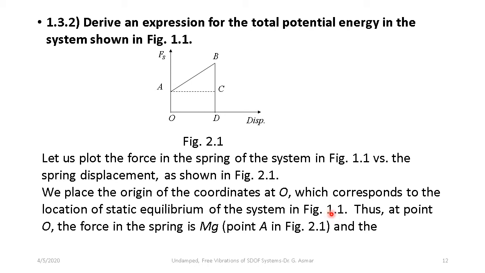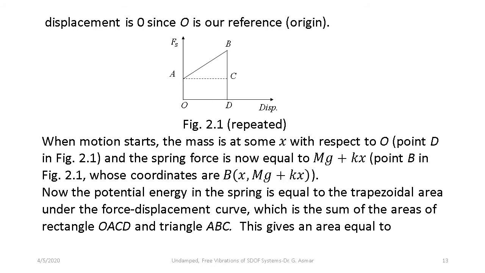Thus, at point O, the force in the spring is mg, which is point A in figure 2.1. So from here, from O to A, the magnitude is mg, which is equal to the force in the spring. And the displacement is 0 since O is our reference, it's our origin. This is the point from which subsequent displacements are going to be measured. So therefore at O the displacement is 0 but the force is mg.